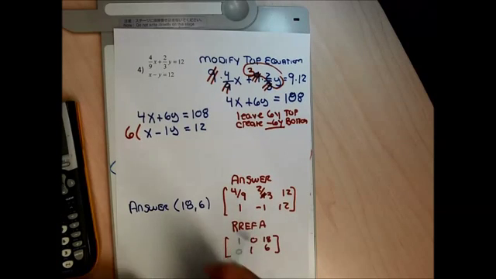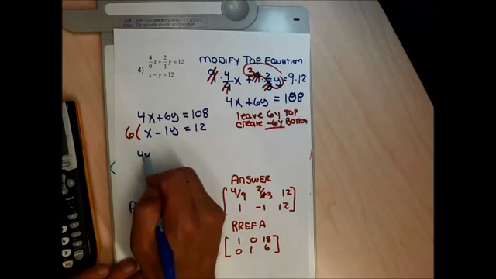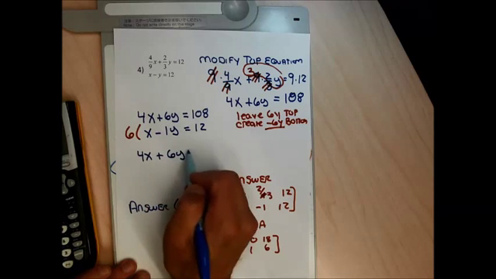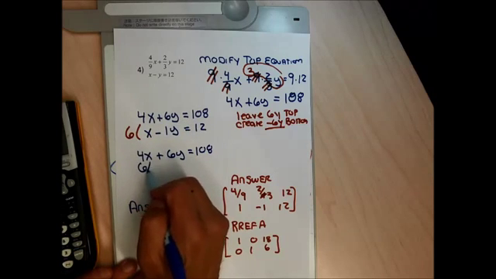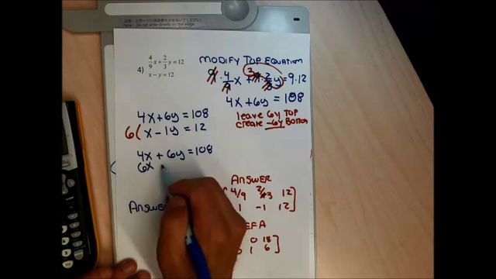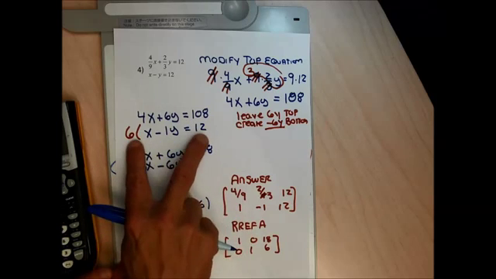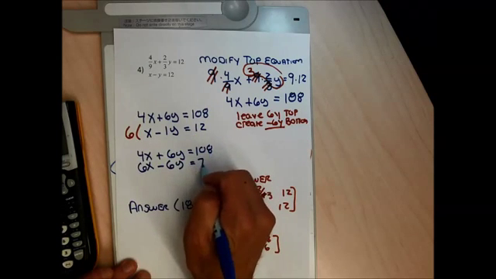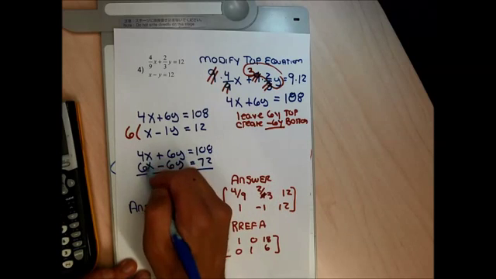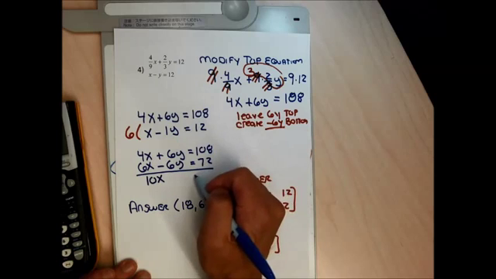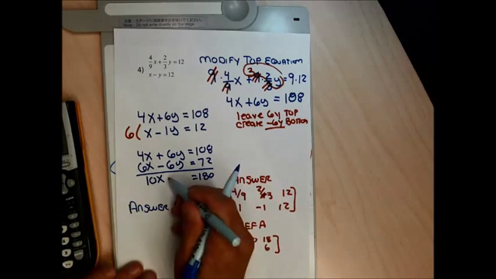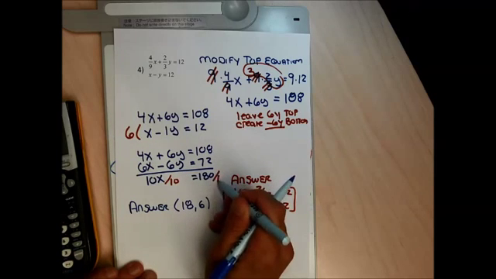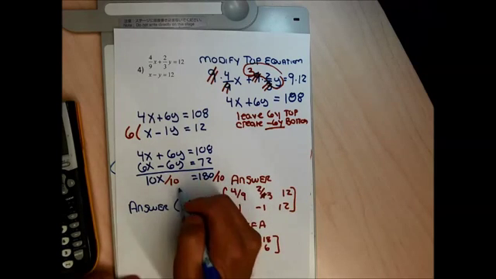I have to rewrite the top equation, so I'm going to write 4x plus 6y equals 108, and now 6 times x is 6x. 6 times minus y, or 6 times minus 1y is minus 6y, and 6 times 12 is 72. Add these together, 4x plus 6x is 10x. The y's cancel, 108 plus 72 is 180. And now I'm going to divide both sides by 10. And when I do that, I get x equal to 18.